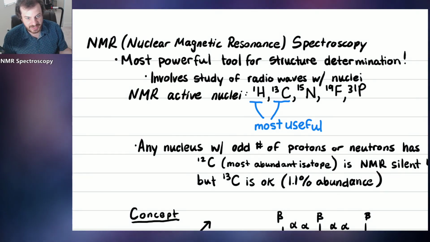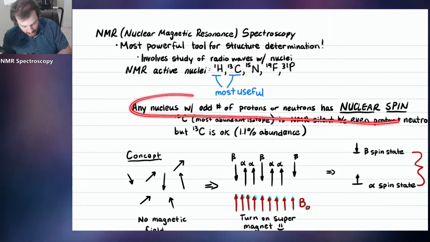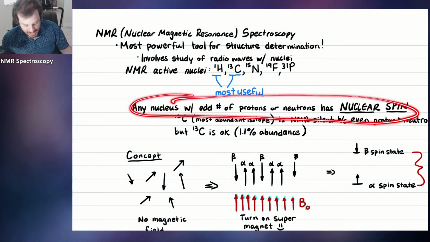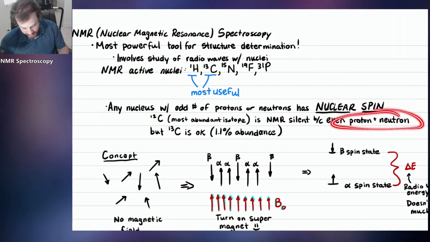Now, what makes a nucleus active in NMR? It has to do with the number of protons and neutrons. So any nucleus with an odd number of protons or neutrons has a nuclear spin. That's why carbon-12 is NMR inactive, because it has an even number of protons and neutrons. So we need a nucleus with an odd number of protons or neutrons to have this property called nuclear spin, and with nuclear spin we can see it in NMR. So this sort of explains that carbon-12, which is the most abundant isotope of carbon, is NMR silent because of the even proton and neutron problem.